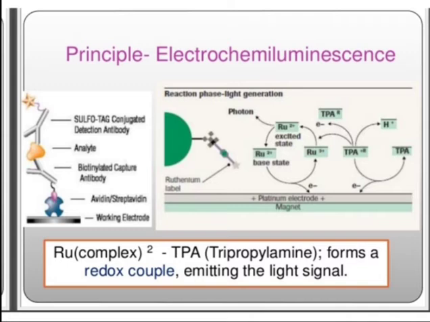This is the further reaction of the ruthenium, and when the TPA is taken, TPA means what? Tripropylamine. Here is the tripropylamine and this is the oxidation state. Here TPA gets converted into TPA plus when one electron is lost by the TPA. Then there is a formation of the TPA radical.